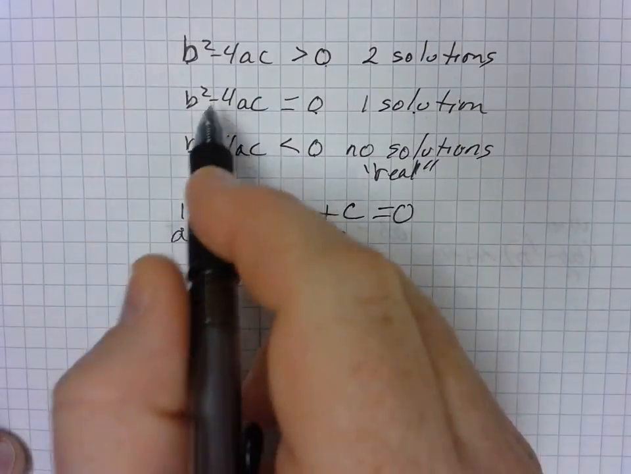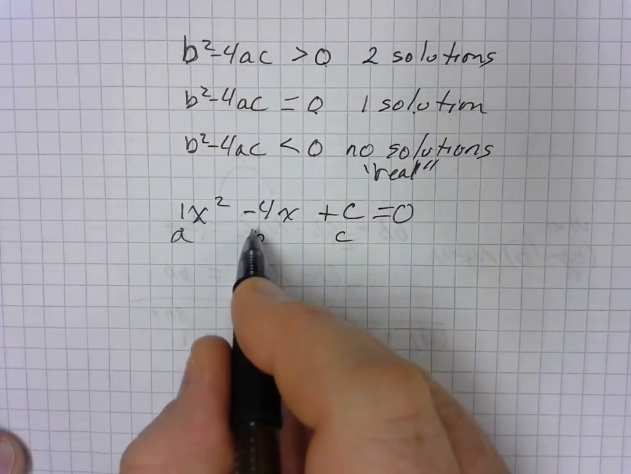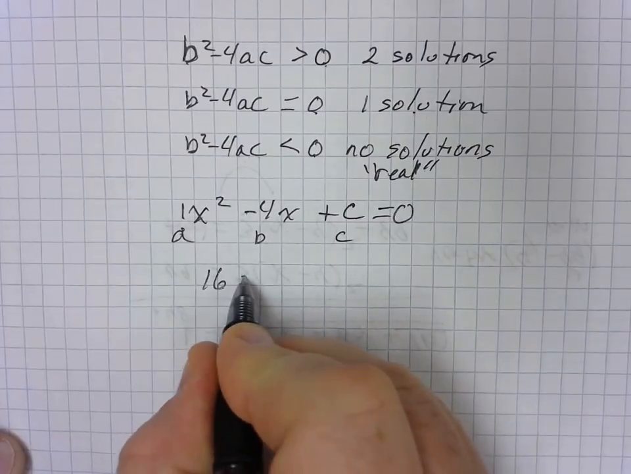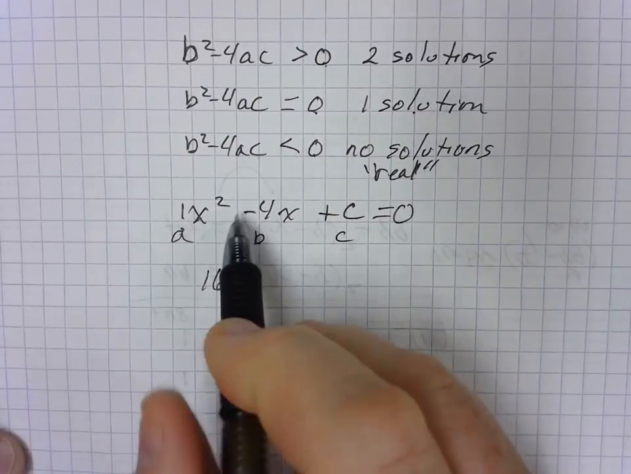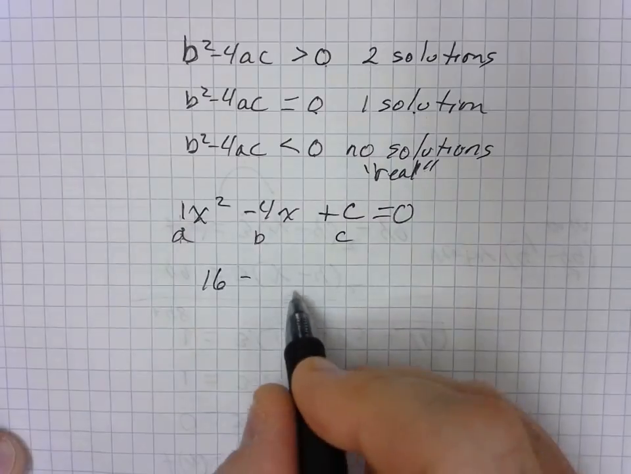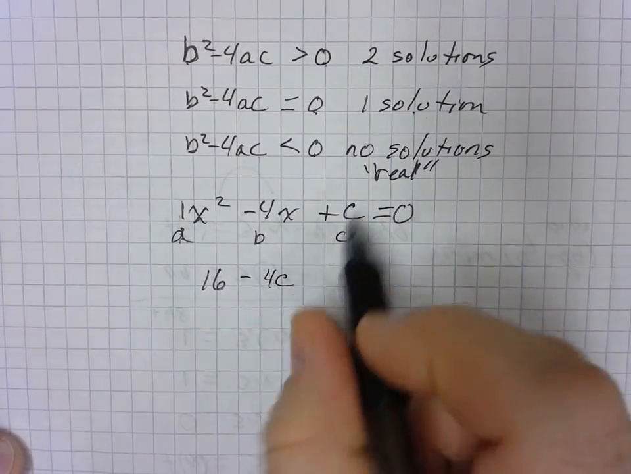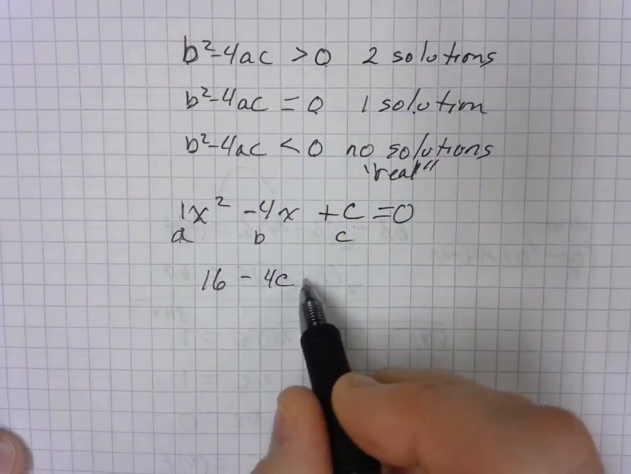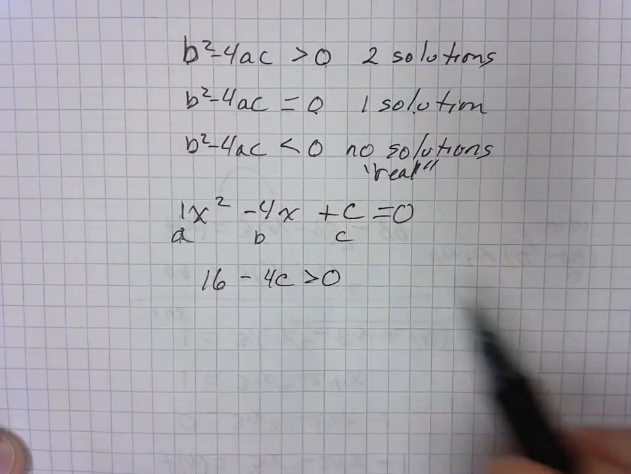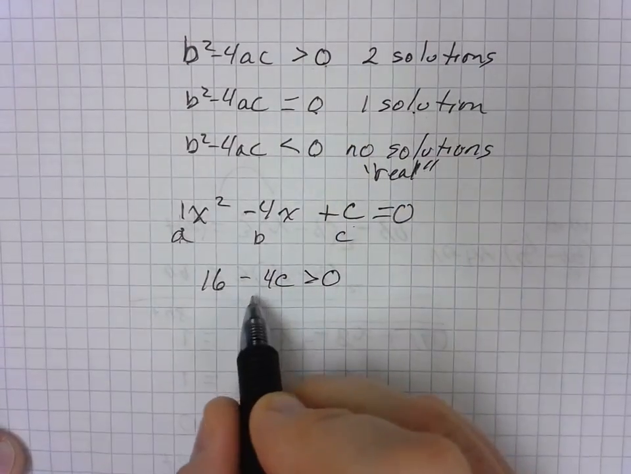So b terms, we're going to bring down our b squared. So b squared is going to be 16 minus, now we've got 4 times a, which is going to be 4, times c, some c value. And to have two solutions, it needs to be greater than 0. So I want this to be greater than 0. So I'm going to go ahead and solve that.